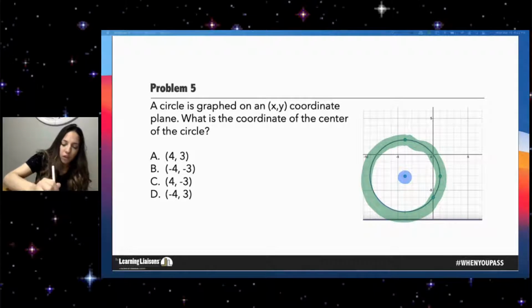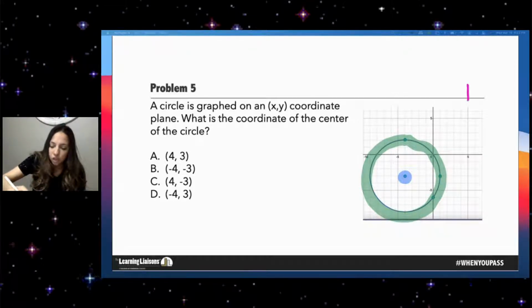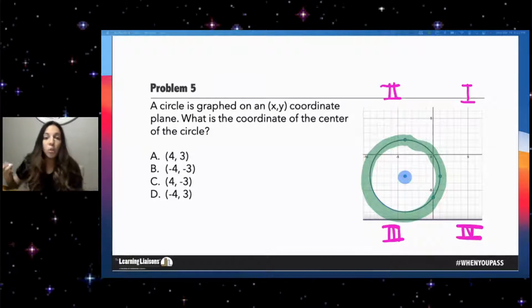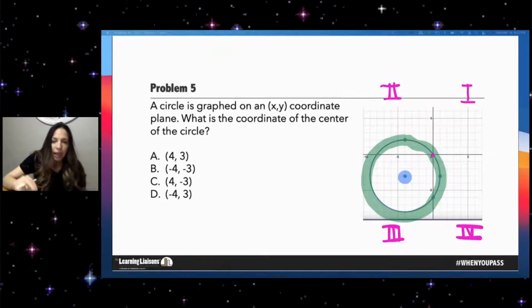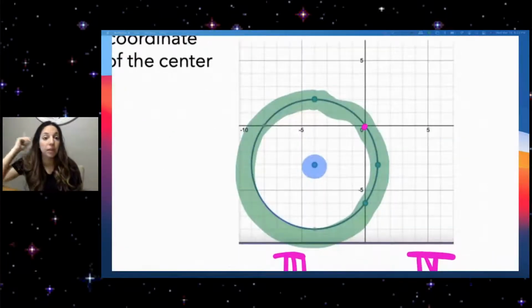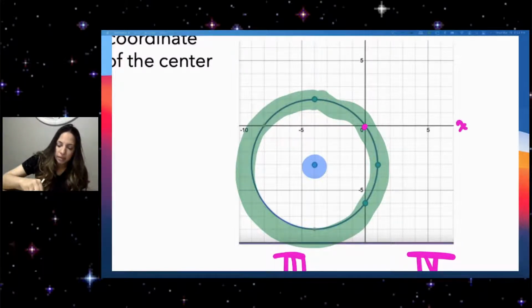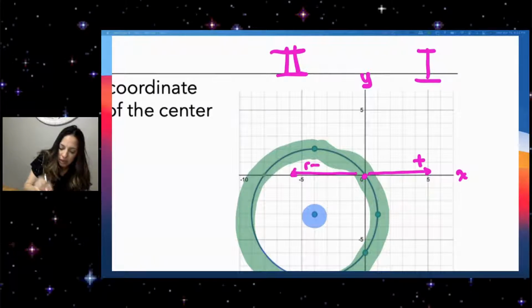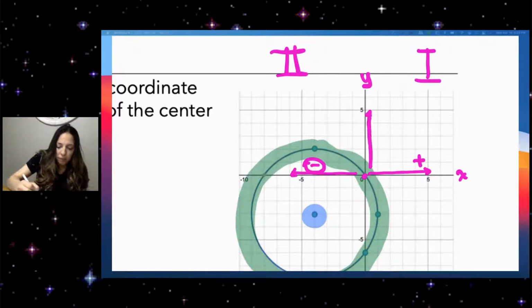So, quick review of the coordinate plane. This is your first quadrant. This is your second. This is your third. And this is your fourth quadrant. We go counterclockwise from the top right. Here's your origin, and your origin is just where your coordinate plane starts when you're counting right, left, up, or down. This is your x-axis. This is your y-axis. When we go to the right, it's positive. When we go to the left, it's negative. When we go up, it's positive. When we go down, it's negative.